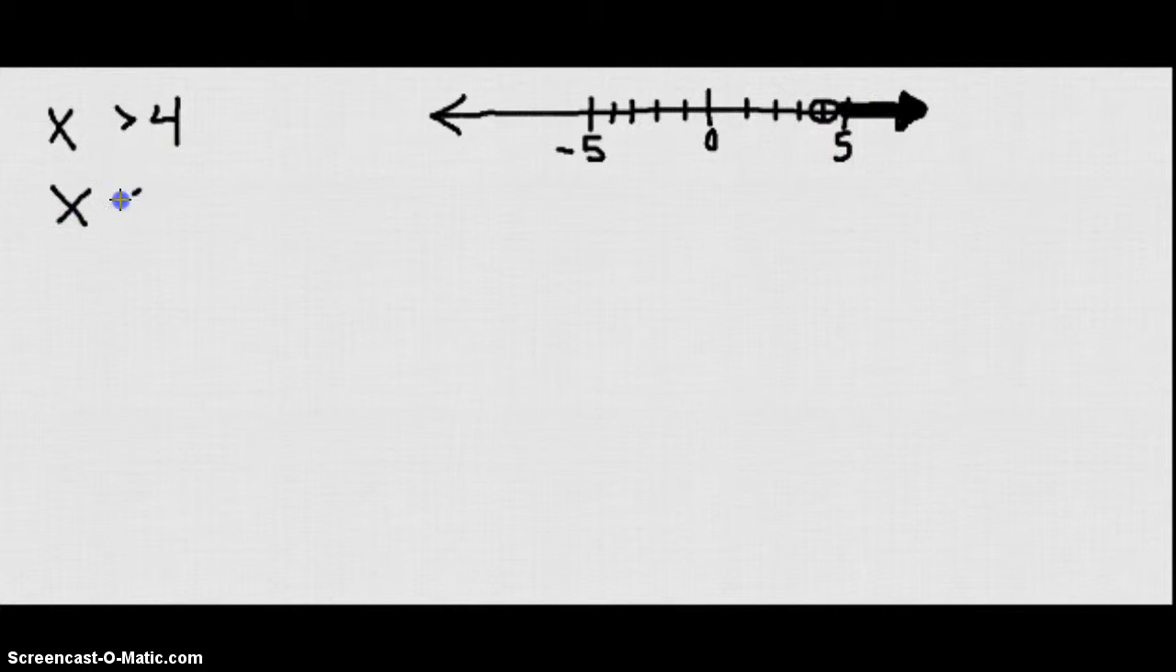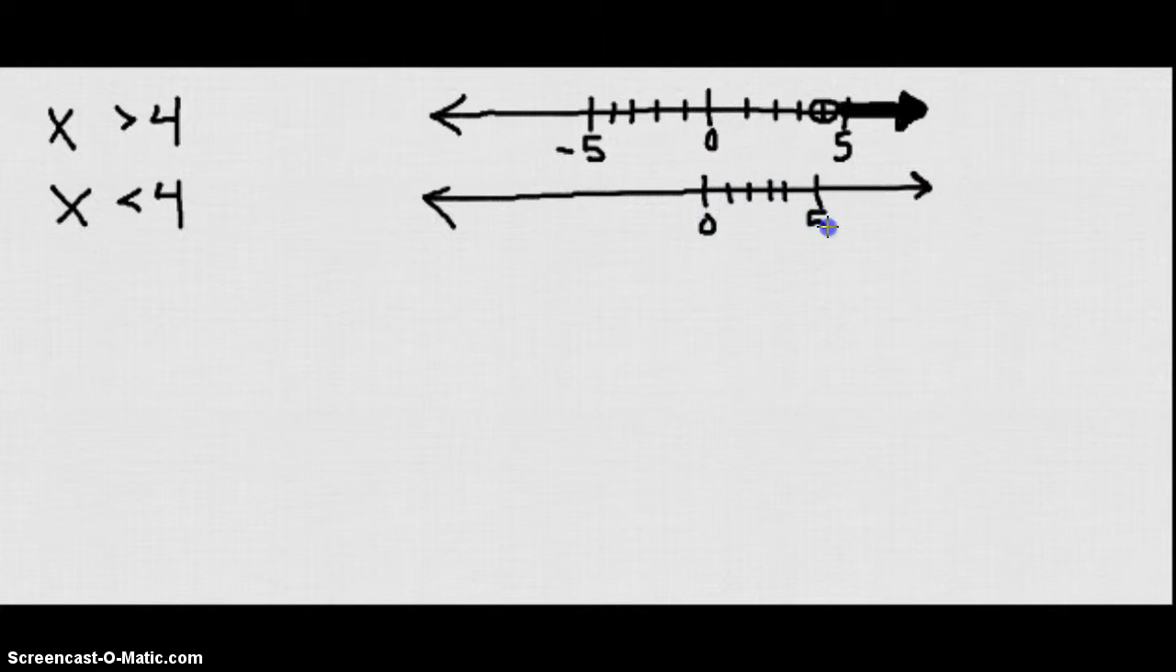If we look at x is less than 4, same idea. We put an open circle at 4, and we're going to shade in everything to the left of 4 on my number line. And you don't have to use 5 for your scale. That's just what I choose to use here.